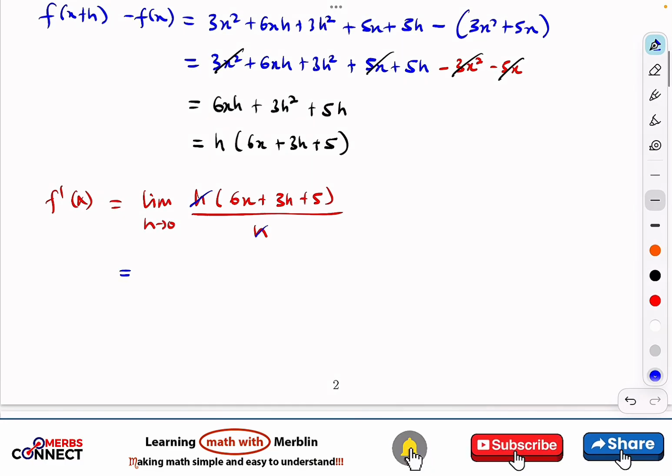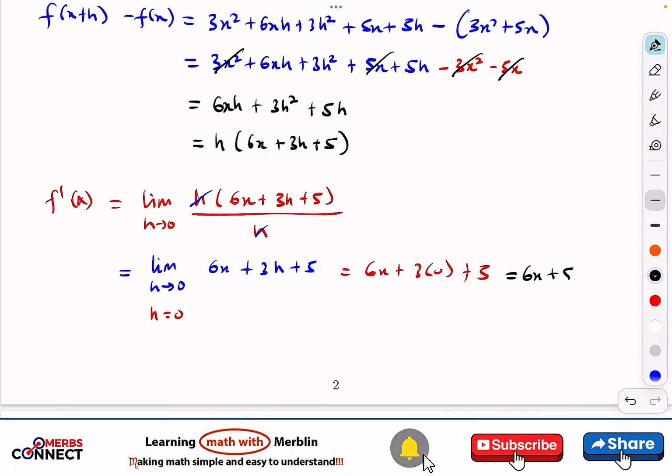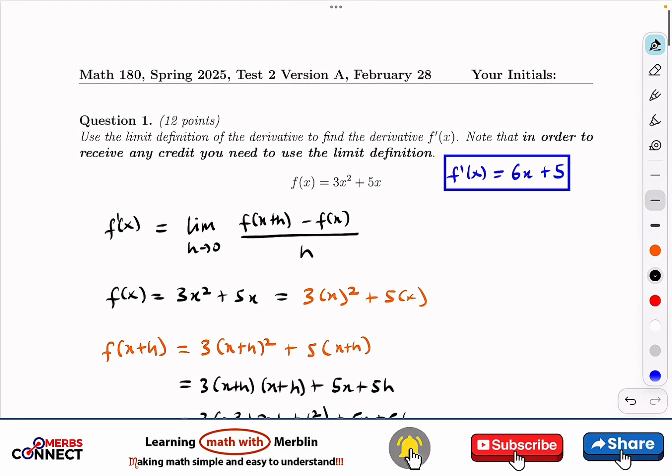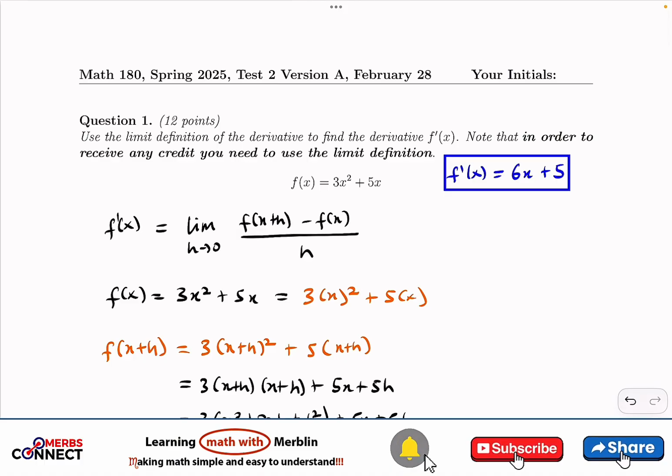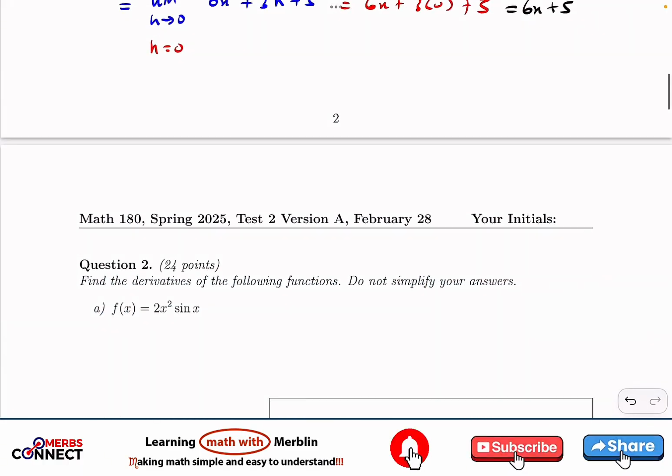Then I have the freedom to write this one as limit h is approaching 0, 6x plus 3h plus 5. Then I'm going to set h to 0 and have 6x plus 3 times 0 plus 5. And this is going to give us 6x plus 5. And we can see that 6x plus 5 is here. So this confirms that we didn't make any mistake in our calculation, so we don't need to go through the process again to check if we have something wrong or not. So this is question 1.